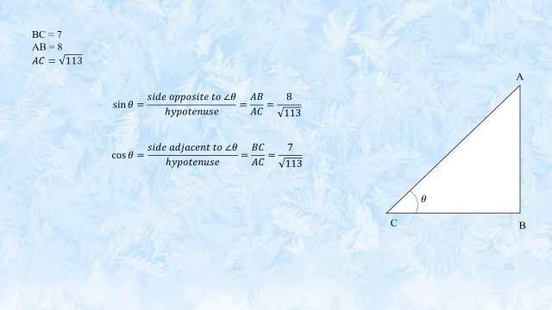Now that we have got all the three sides, let us find the trigonometric ratios first. Sin theta is side opposite to angle theta by hypotenuse, which is AB by AC, 8 by root of 113. Cos theta is side adjacent to angle theta by hypotenuse, which is BC by AC, 7 by root of 113.